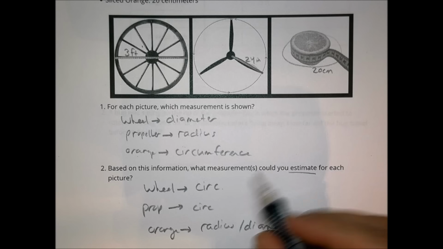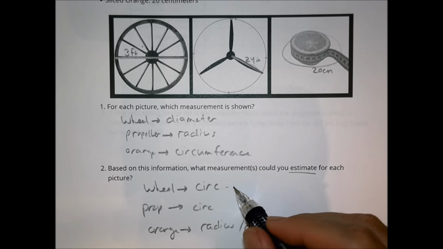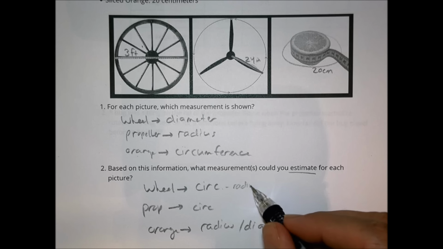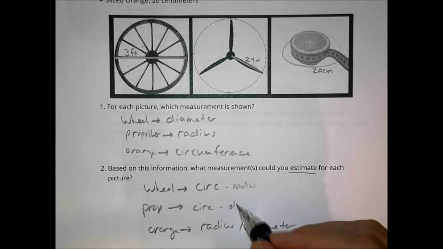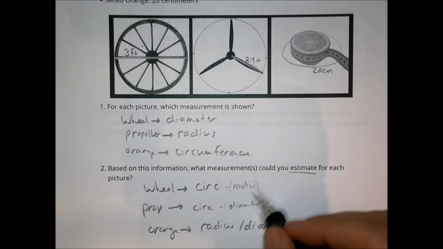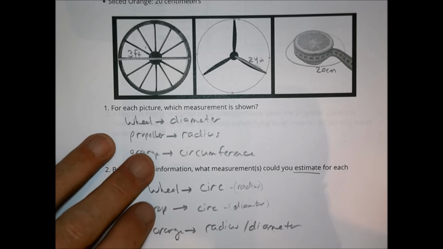We could also technically tell what the radius would be, half of the diameter, or in this one here, the diameter, which would be double the radius. But that's not really what they're asking for this time. That's okay. Let's take a look at the next page.